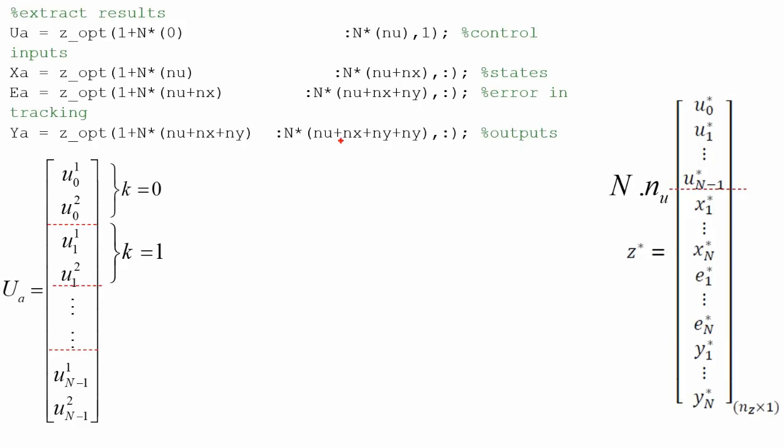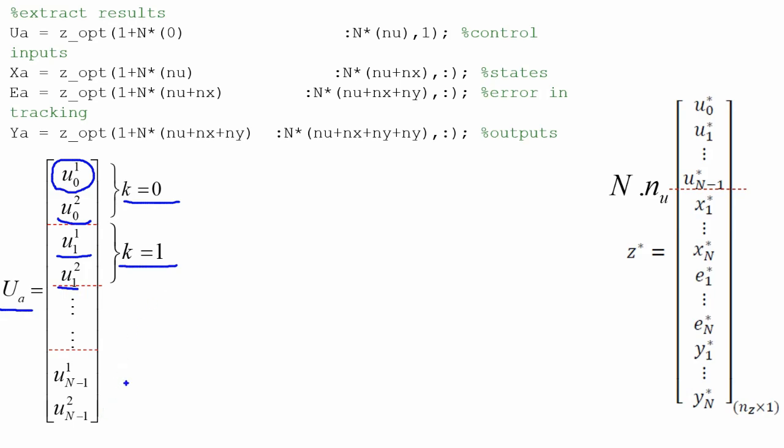Now this UA is again a vector, but it contains only the control inputs. But still, this UA still contains all of the control inputs that are available in the process. For example, this UA will contain, if there are 2 inputs, U01, U02 for k equals 0, U11, U12 for k equals 1, and so on.